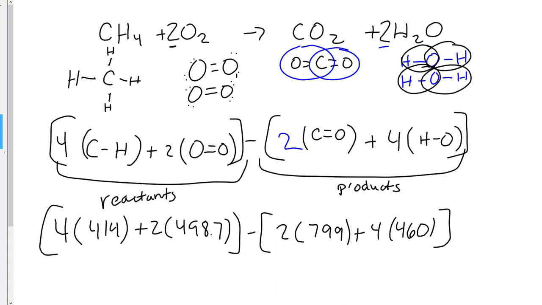Plug all that into your calculator. And you should end up with negative 785 once you round to 3 sig figs. And these, of course, were all in kilojoules per mole. And there's your final answer.